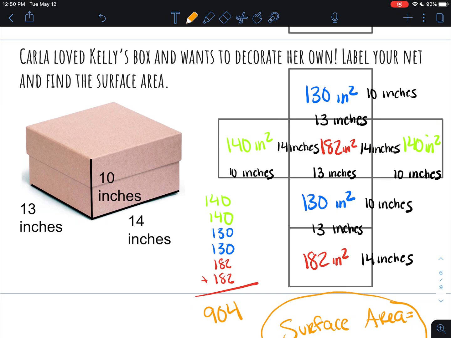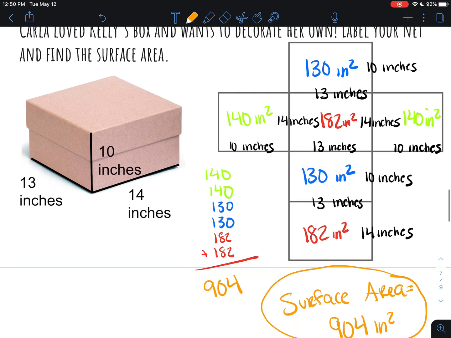So here's my work for this problem. The top and bottom I got 182. The front and the back I got 130, and the two sides I got 140. So when I added all of them together, I got 904 square inches.